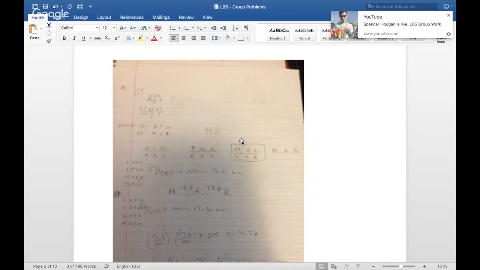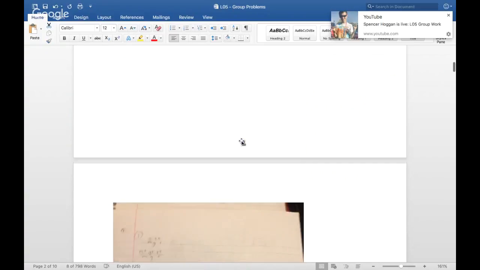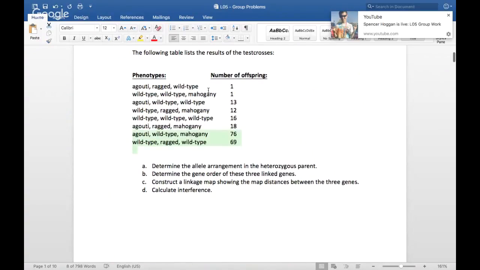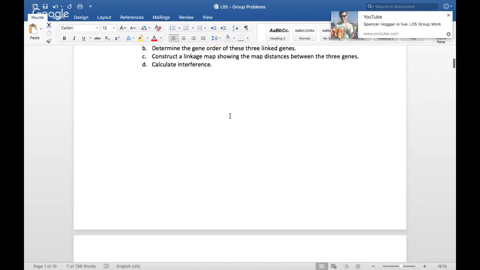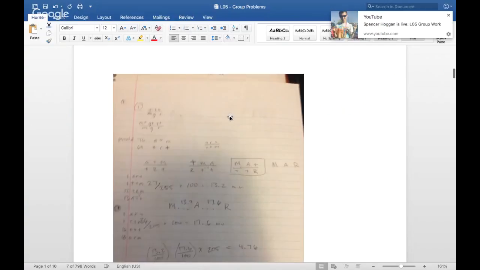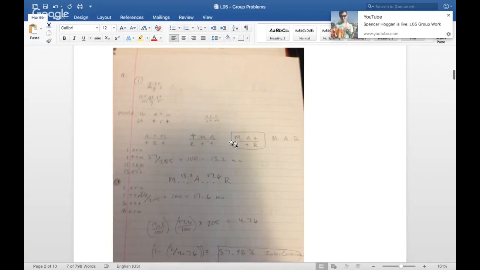For step 2, you'll use the lowest amount of offspring, which will be these two on the very top. Then you will find out your arrangement of alleles, which you'll see I have boxed right there. And then you add up all your numbers that I have on the left side of my page, 1, 1, 12, 13, you'll get 27. And then you'll add up all the individuals, which will be 205. You'll divide those, you'll times by 100, you'll get 13.2 map units.